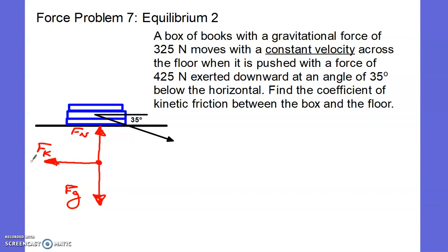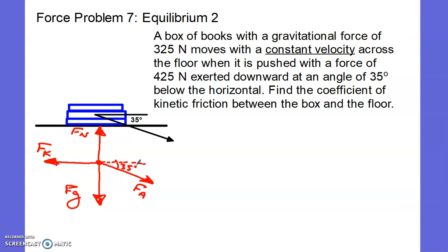There is no string, rope, or cable, so there is no tension force, but there is an applied force, and that's what this arrow is representing here. The applied force is slightly downward at an angle, and that angle is 35 degrees. So we'll draw in the angle as well into our free body diagram.